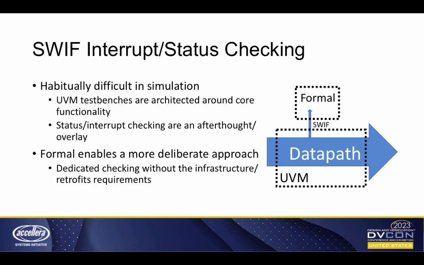I've seen that formal property checking gives us a better chance, I think, of reliably verifying the software interface. So it enables a more deliberate approach. It's focused specifically on the software interface, not necessarily on the main data path that you would use simulation to verify. This focuses specifically on the software interface, and it gives you a means for dedicated checking without a lot of the infrastructure dependencies or retrofit requirements that you would have with the UVM test bench.